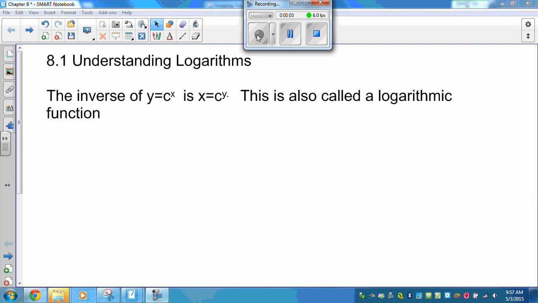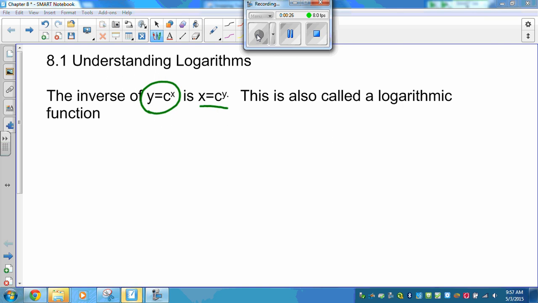8.1, Understanding Logarithms. So logarithms is something new. It is simply the inverse of an exponential function. Our exponential function is y equals c to the x. Inverse means we switch x and y, so it's x equals c to the y. This is also called the logarithmic.